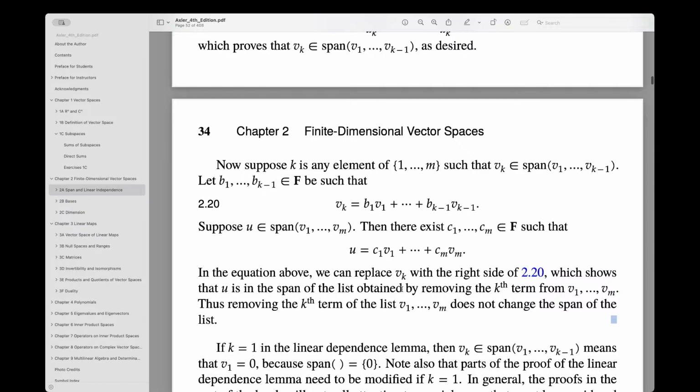Okay, so we're just going to look at an application of this lemma, the linear dependence lemma. So we're going to look at this list here.